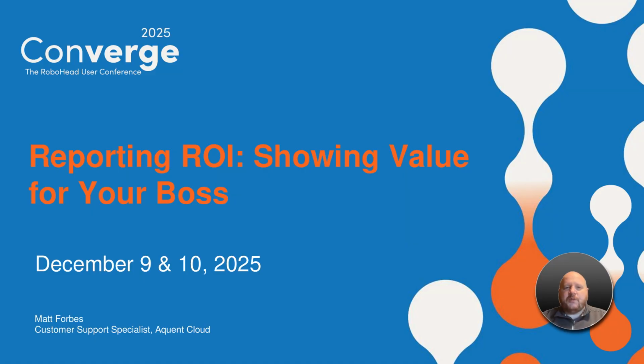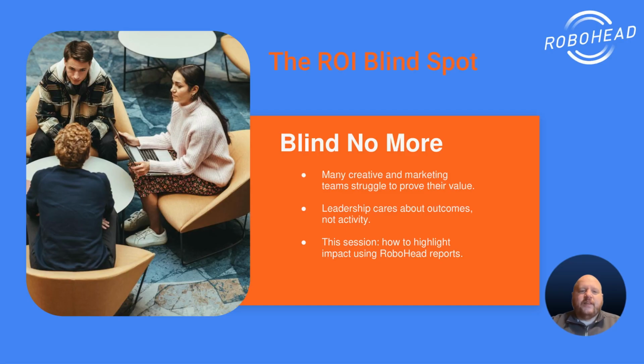My name's Matt Forbes. I'm a customer support specialist here at RoboHead, and today we're going to be going over reporting ROI, showing value for your boss. Now, as we all know, many creative and marketing teams can struggle to prove their value and really show off everything that they've achieved over the year. Leadership tends to only care about outcomes, not activity. But our outcome here today with this session is to highlight the impact of what you've done using the tools that are already inside of RoboHead.